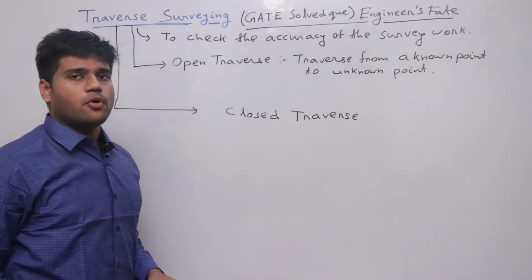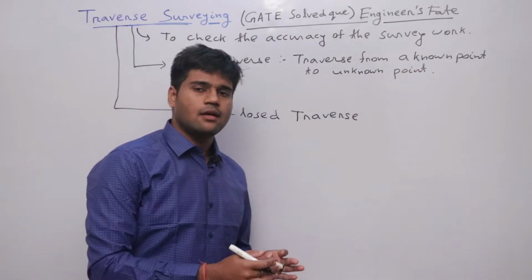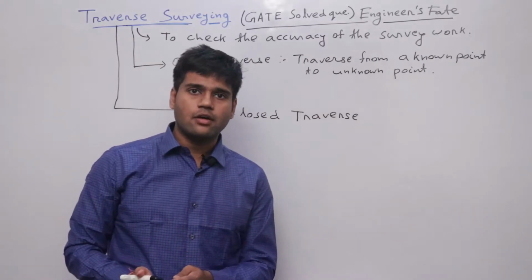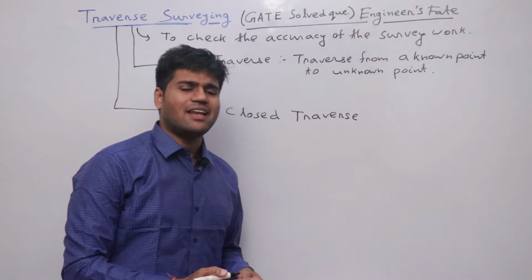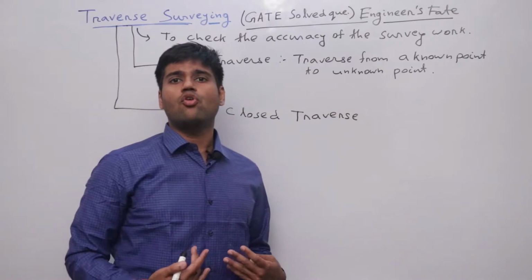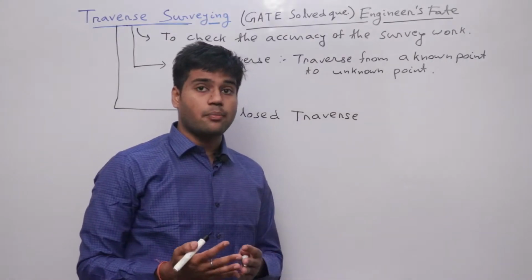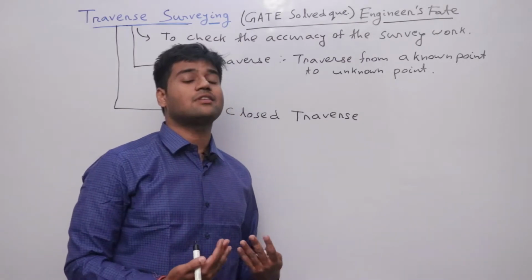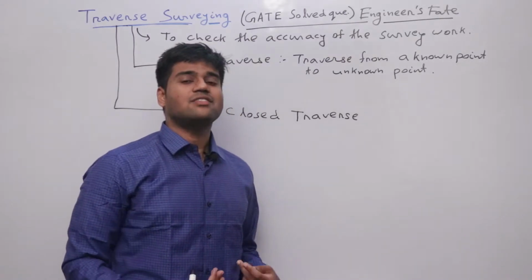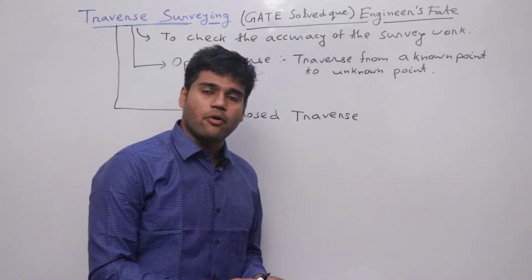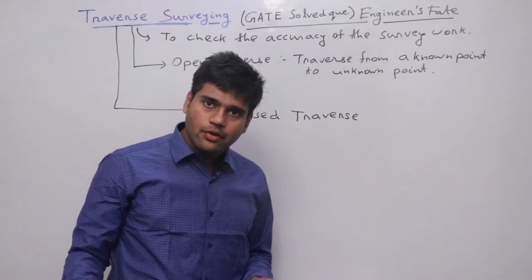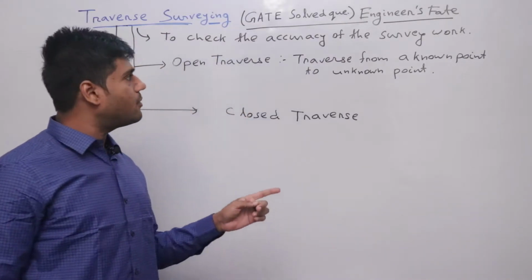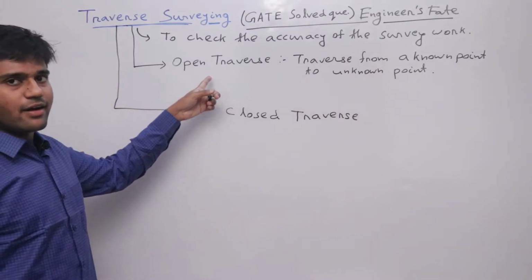It means, suppose there is a point X and I start my survey work from that point X, and there is a point Y and I don't know the coordinates of the point Y, but I know the coordinates of the point X where I started my survey work. So I have started the survey work from a known point and ended my survey work at an unknown point, and that is called an open traverse.